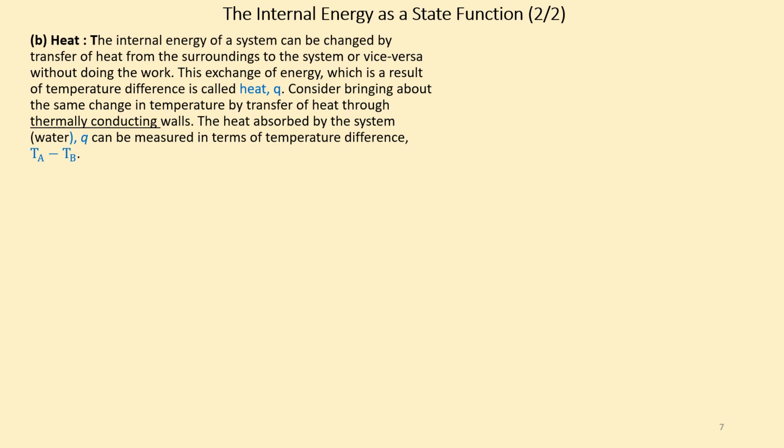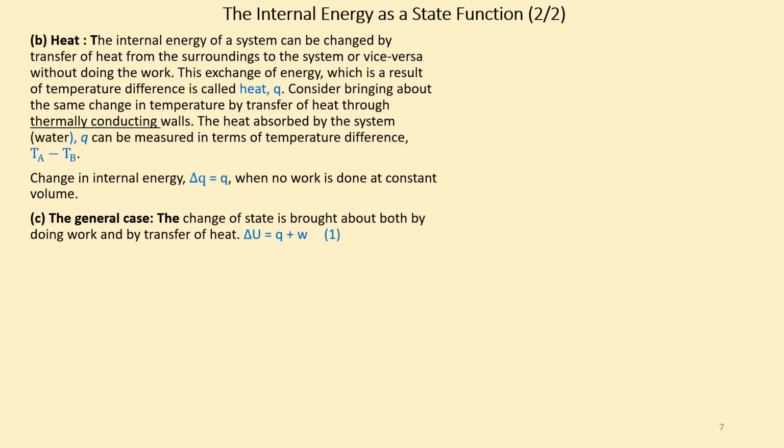When the internal energy of a system is changed by transfer of heat from the surroundings to the system or vice versa without doing work, the exchange of energy results due to temperature difference, and it is represented by the letter q and called heat. Consider bringing about the same change of temperature by transfer of heat through thermally conducting walls. So, transfer of heat can be effected by using thermally conducting walls instead of adiabatic walls. The heat absorbed by the system is represented by q and measured in terms of the temperature difference between TA and TB. The change in internal energy, delta U, equals q when no work is done at constant volume.